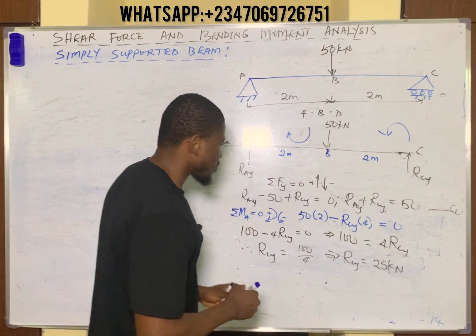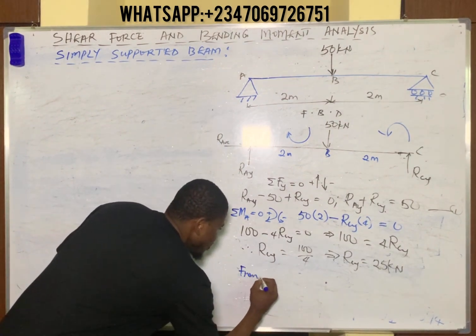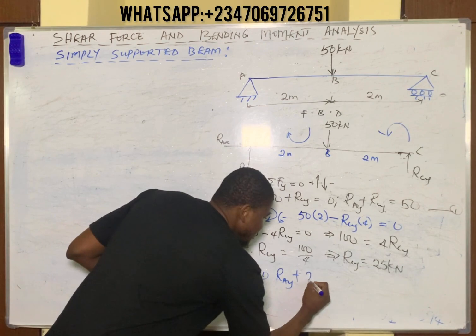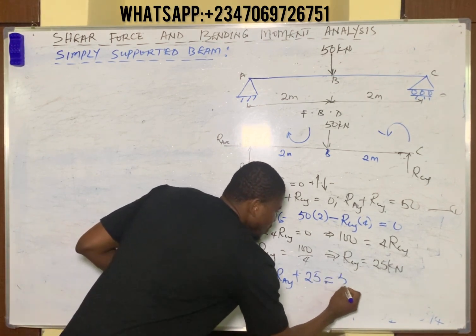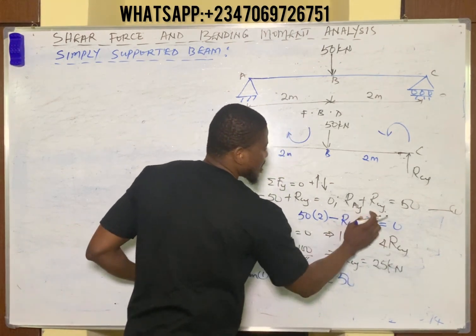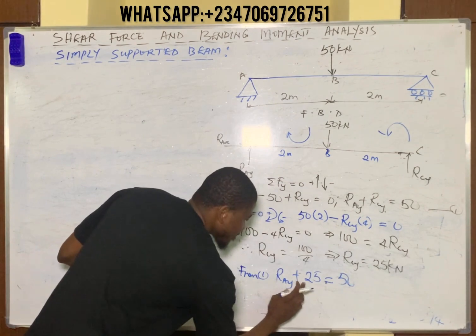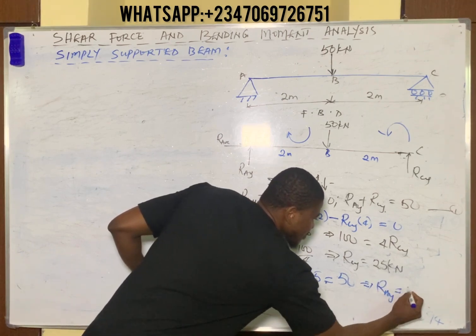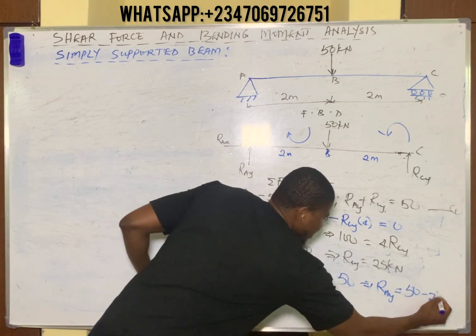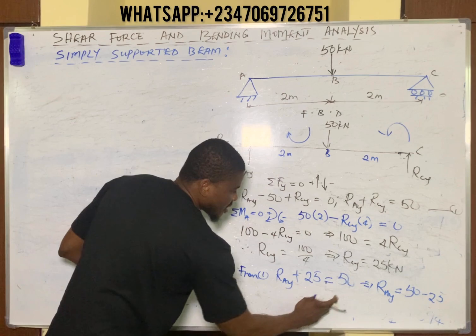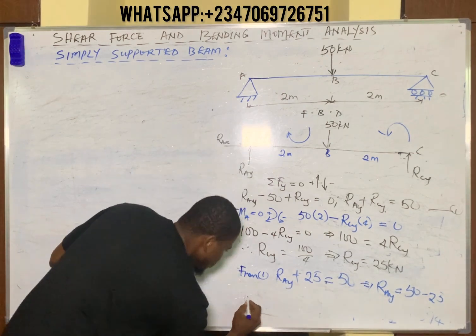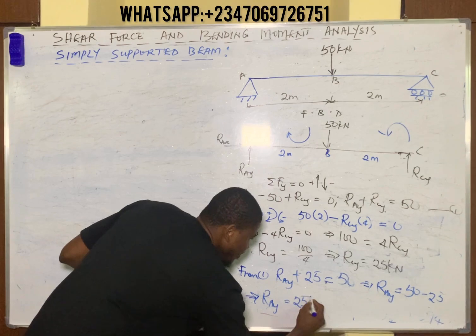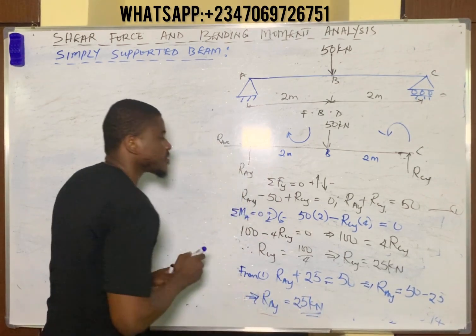Having found RCY, you plug the value of RCY into equation 1. From equation 1, RAY plus RCY equals 50, and RCY is 25. So you make RAY the subject. This implies that RAY becomes 50 minus 25, since positive 25 crosses over and becomes negative. So RAY is equal to 25 kilonewtons. So we now have the two reactions.